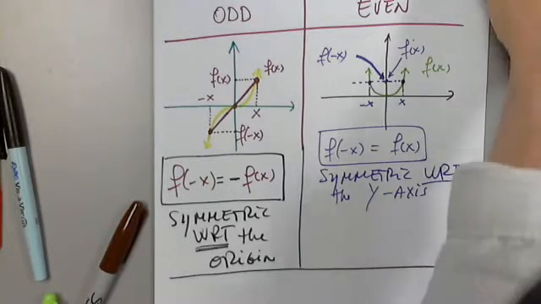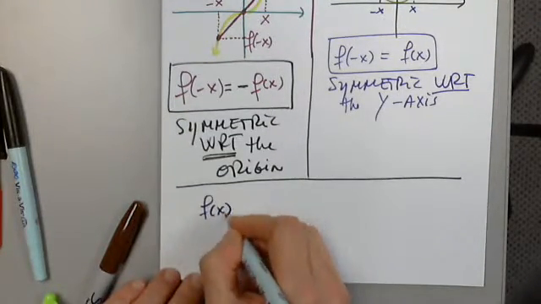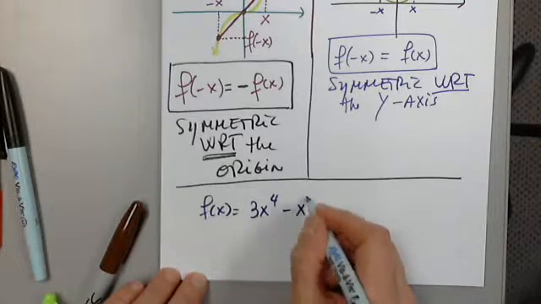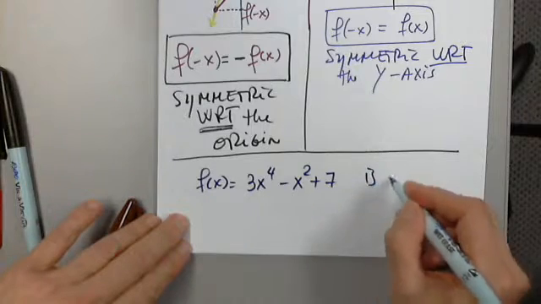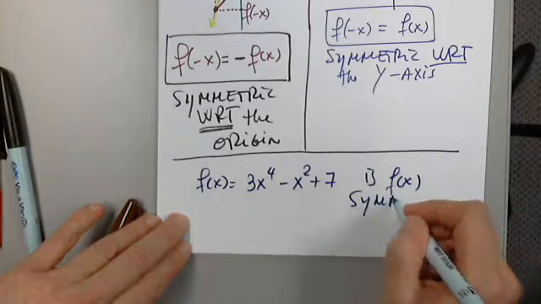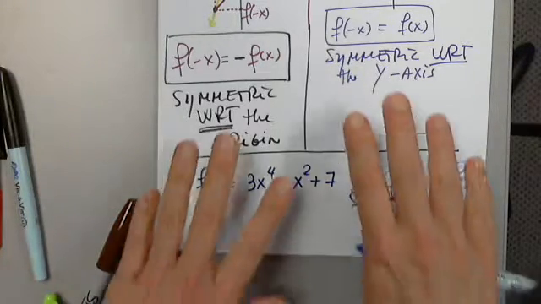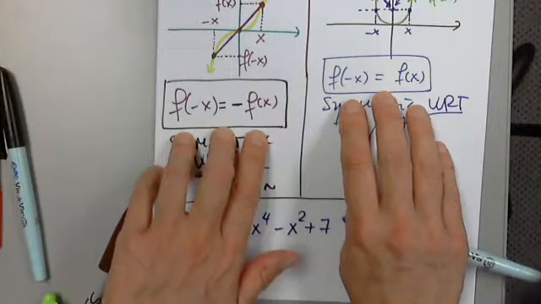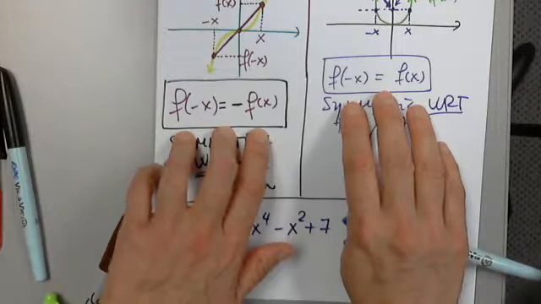And now let's look at the problem or problems. So let's say we have f of x equals 3x to the fourth minus x squared plus 7. The question is here, is f of x symmetric? Can I say that this function is symmetric? I don't know. What do you think I have to determine? Look at these two relationships. I know what you need to determine because it's present in both. So that must be a starting point.